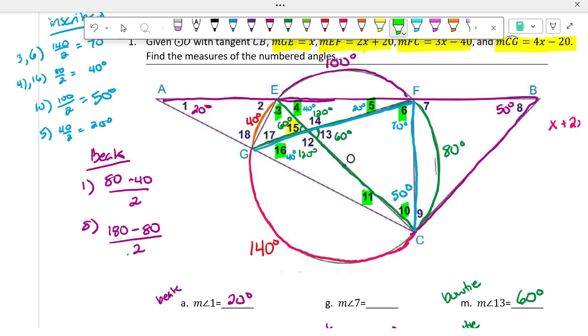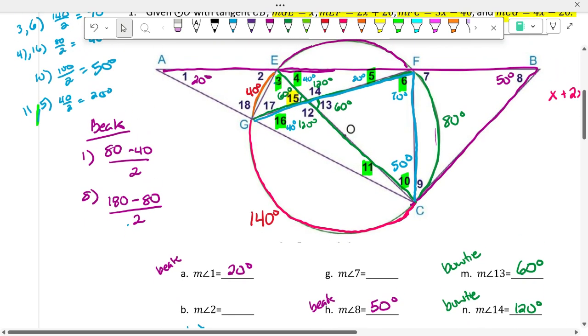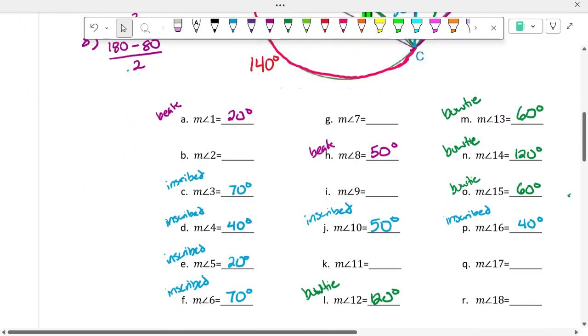Ziamara also said 11, which it is inscribed. What's the intersecting arc? 40, so it's the same as number 5. Forty divided by 2. 20. Yep.